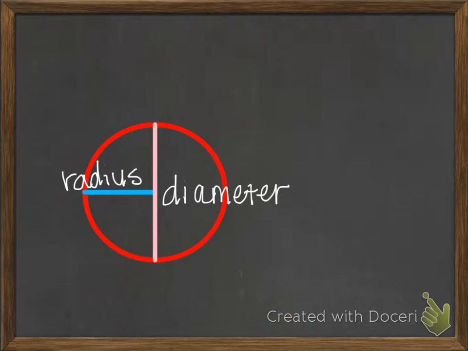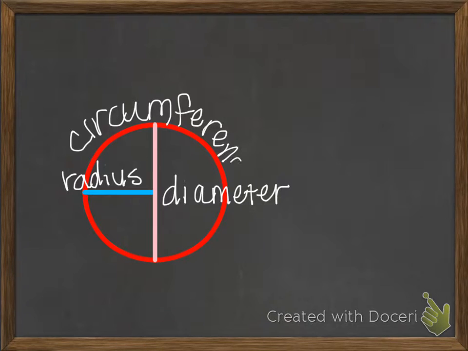Now, circumference is the distance around the circle. So we're acting like we're finding the perimeter of a circle. We just can't find the perimeter because we can't add the sides, because circles don't have sides.